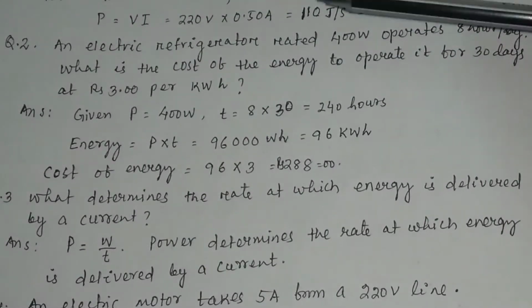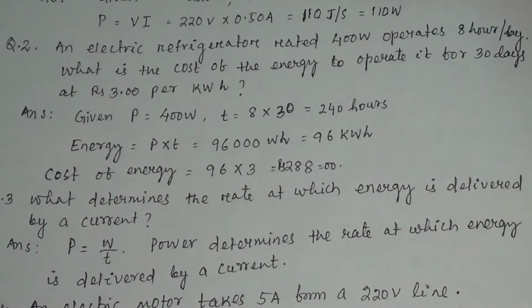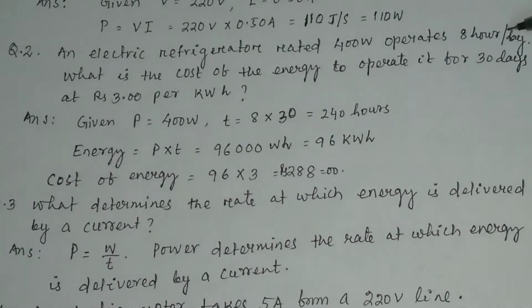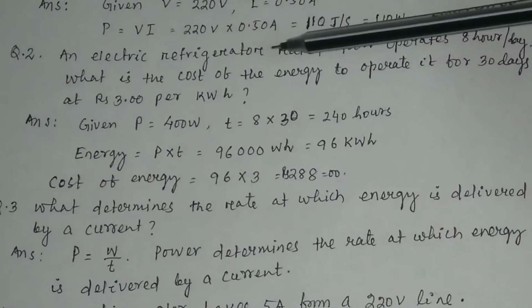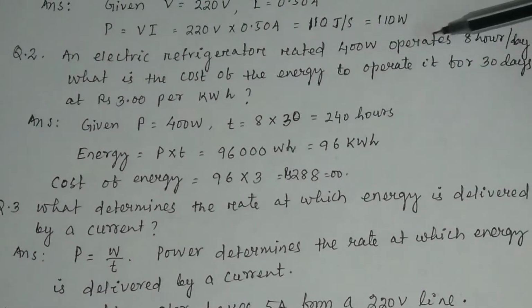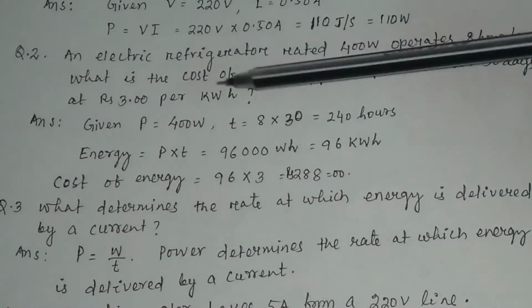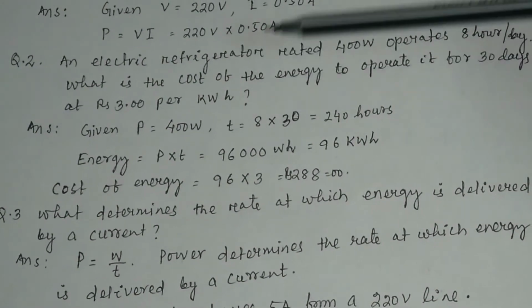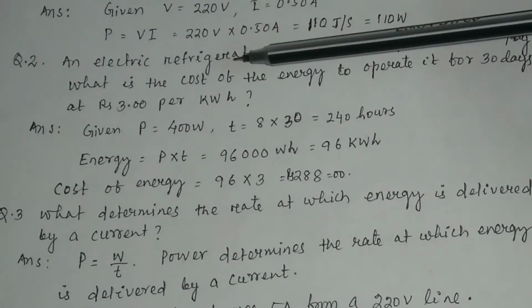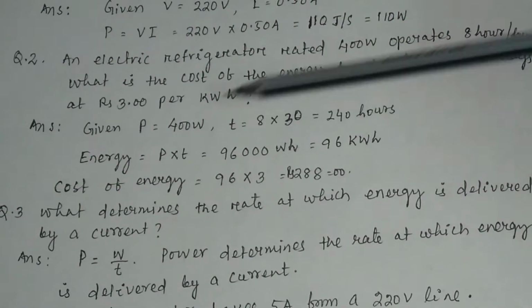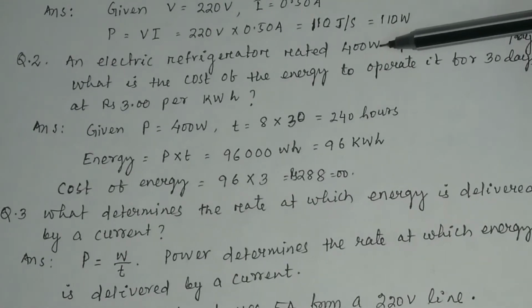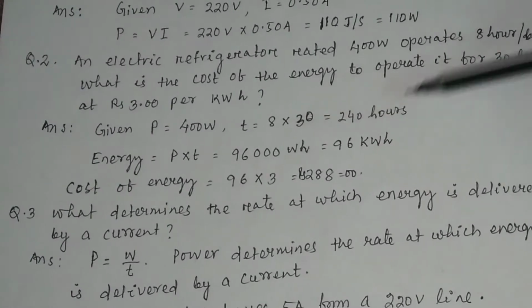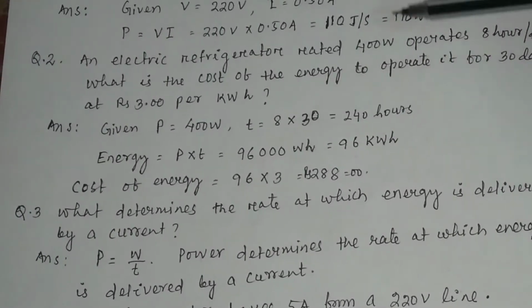Next problem. An electric refrigerator rated 400 watt operates 8 hours per day. What is the cost of the energy to operate it for 30 days at 3 rupees per kilowatt hour? Okay, it is also a very simple problem. Power is given, 400 watt. Time is given, 8 hour per day, and for 30 days.